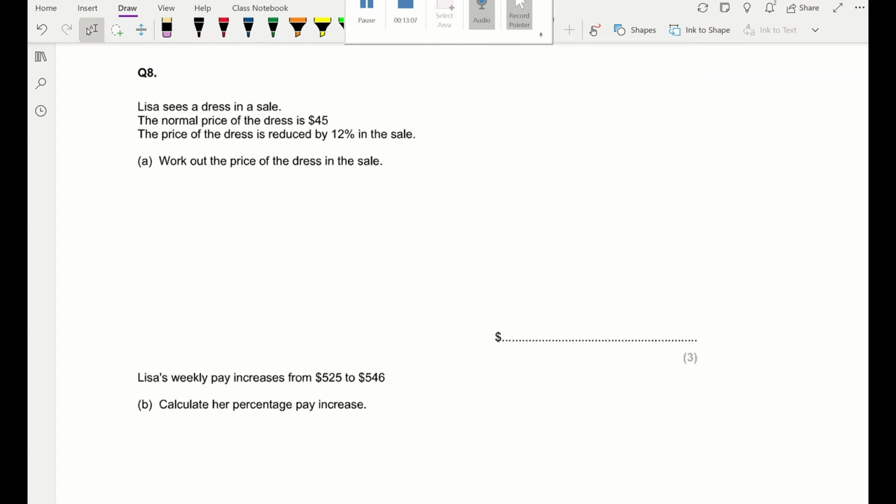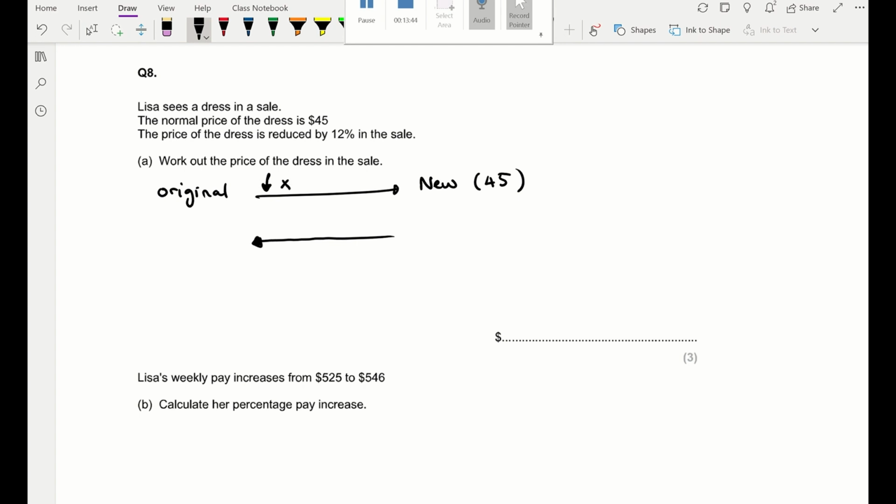And question 8. Lisa sees a dress in a sale. The normal price of the dress is $45. The price of the dress is reduced by 12% in the sale. Work out the price of the dress. So this is a situation like this. The original price was reduced by 12%, and the new price is 45.